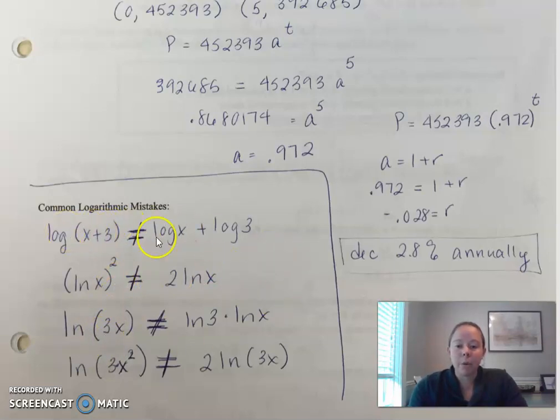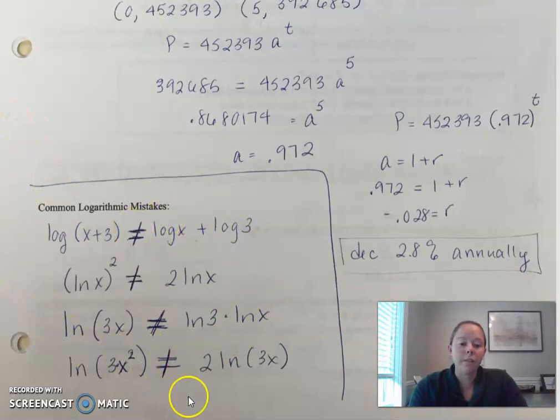Same thing, kind of what we did up here. If you start with natural log of 3x, you can break this up. That is not legal. And then finally, this one I see a lot. You cannot pull the 2 down in front. It has to be applied to both. If I had the parentheses here, if it was 3x all squared, then you would be allowed to pull the 2 down in front.